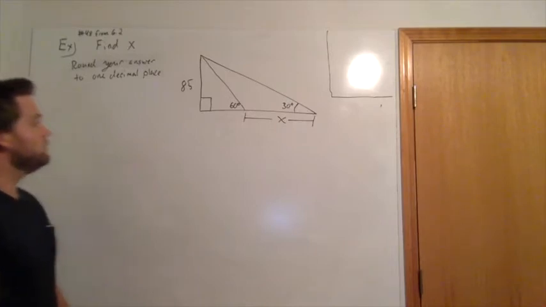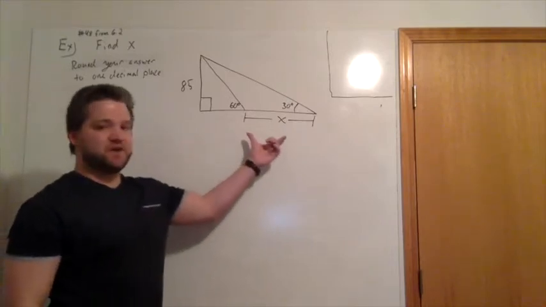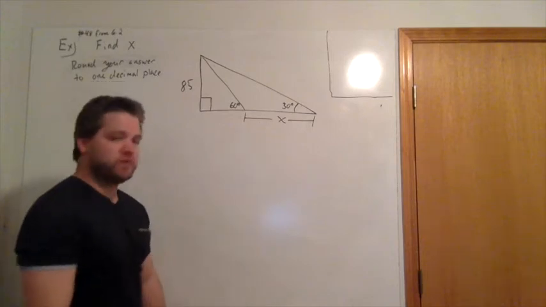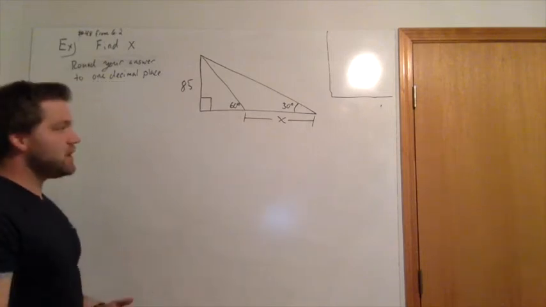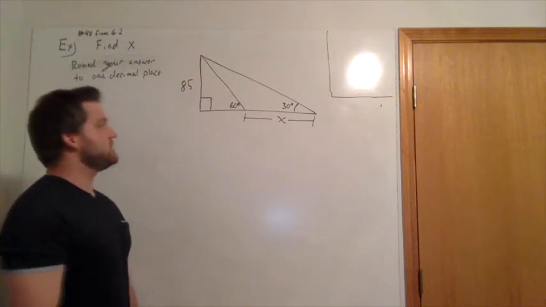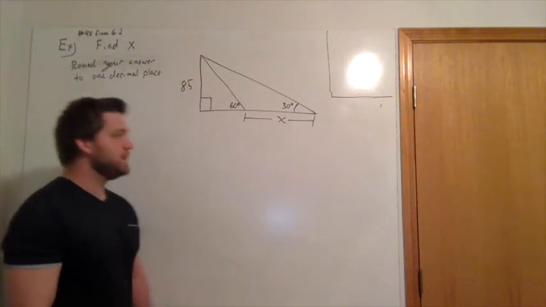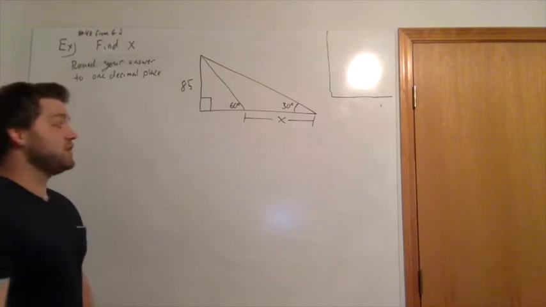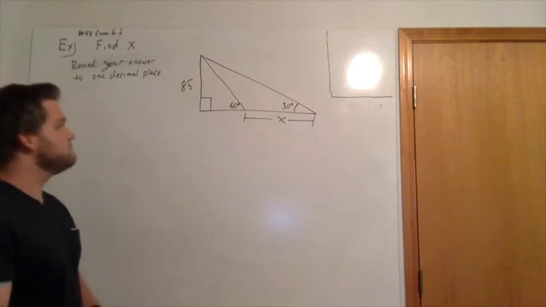Okay, so we're given this triangle and our goal is to find this length x. The tools we have in our tool belt are sine, cosine, and tangent. You could use the other three trig functions, but our calculators only have sine, cosine, and tangent. And in general, in my own practice, I try to only work with sine, cosine, and tangent.